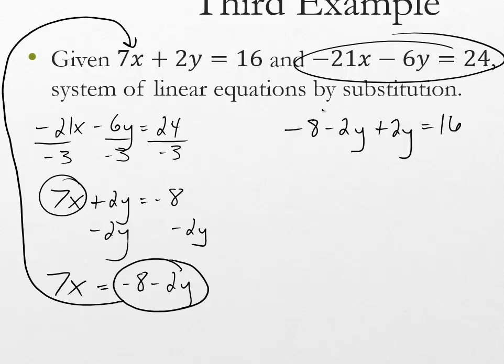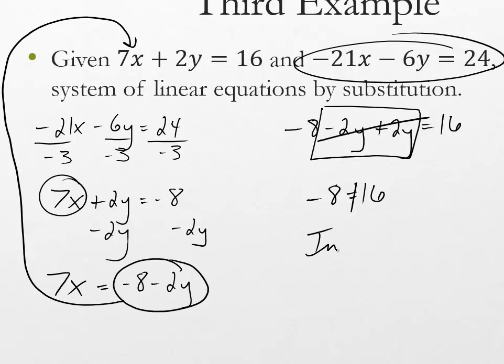Now combine your like terms. Negative 2y plus 2y, that cancels. And we're left with negative 8 equals 16. And look at that. That is not a true statement. Negative 8 does not equal 16. Therefore, we have what kind of system? Inconsistent. And we have no solution.